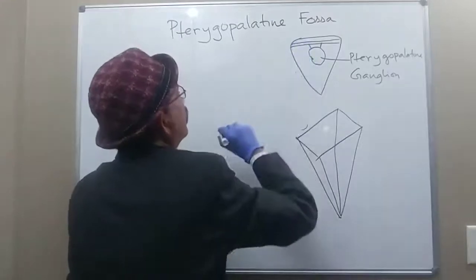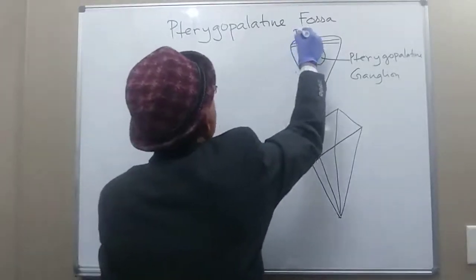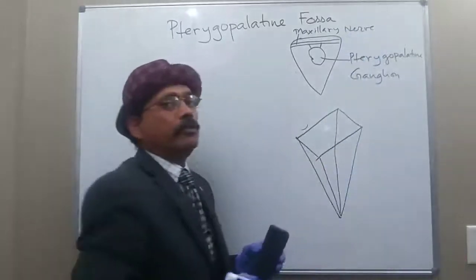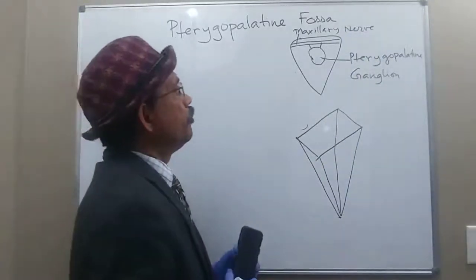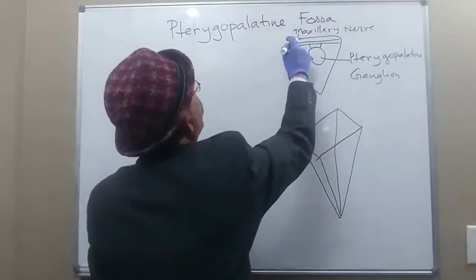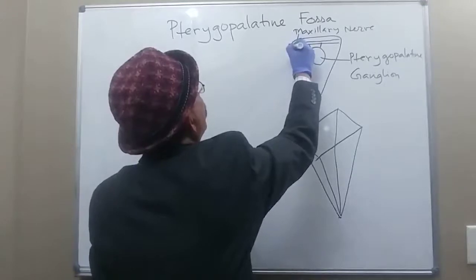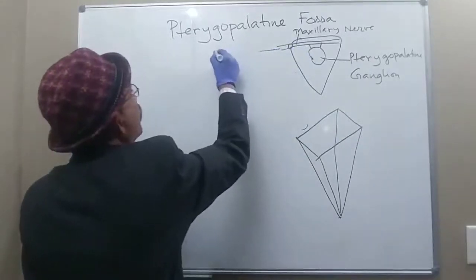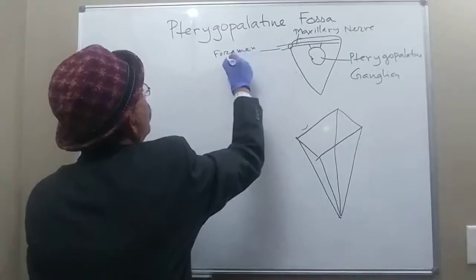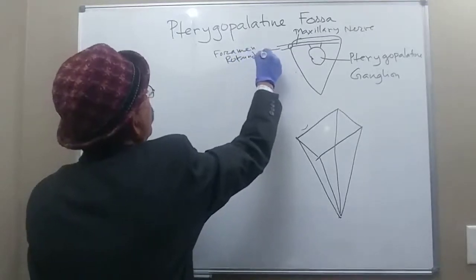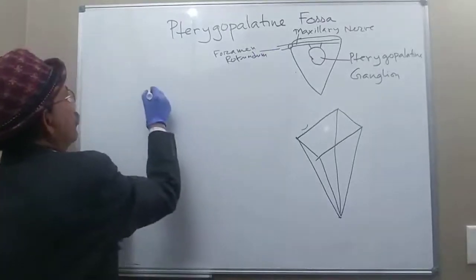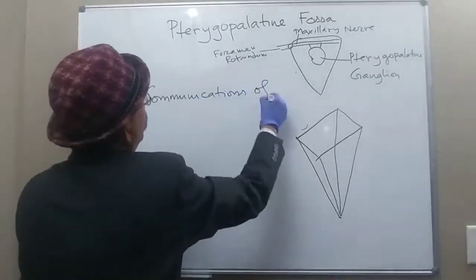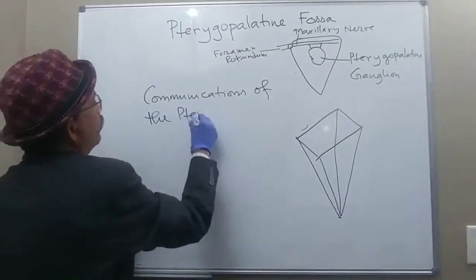This is the maxillary nerve, the second division of the trigeminal nerve. It is purely sensory, and the maxillary nerve enters the pterygopalatine fossa through the foramen rotundum. Okay, so we are now going to the communications of the pterygopalatine fossa.